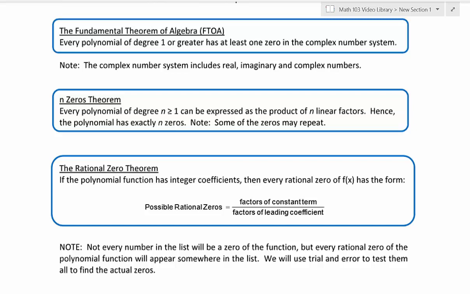This may seem trivial, but this was a huge mathematical discovery. We just take it for granted because we've always been taught that there's going to be an answer, but when this was proven, it was a really significant discovery.